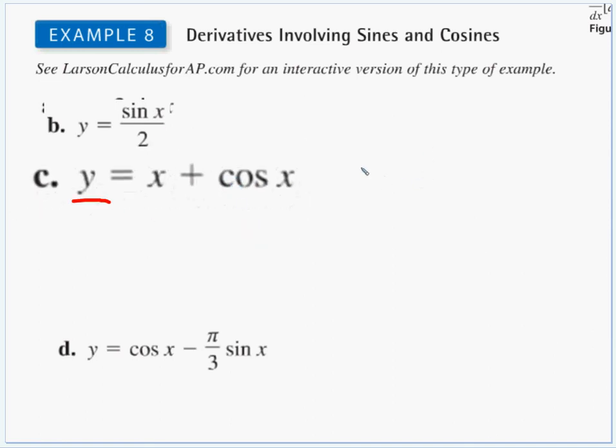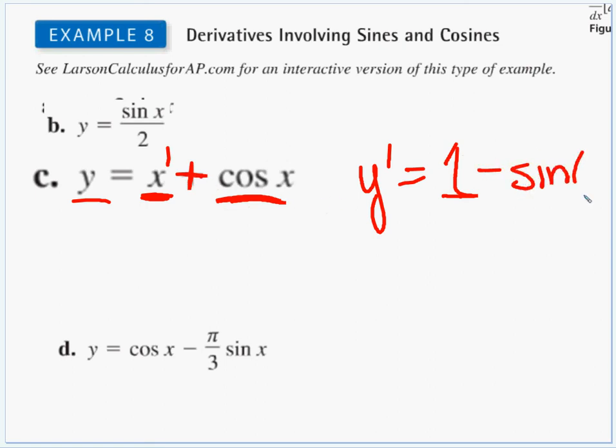Well, the derivative of y will be y prime. The derivative of x to the first is 1x to the 0, or just 1. And the derivative of cos is negative sine. So we could write it as plus a negative sine, or just minus sine x.